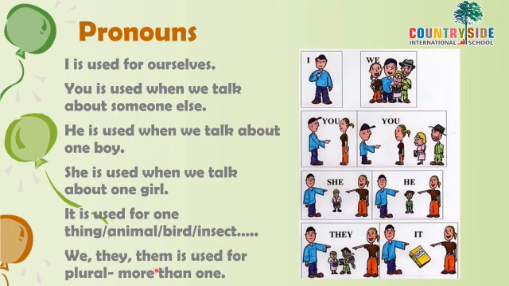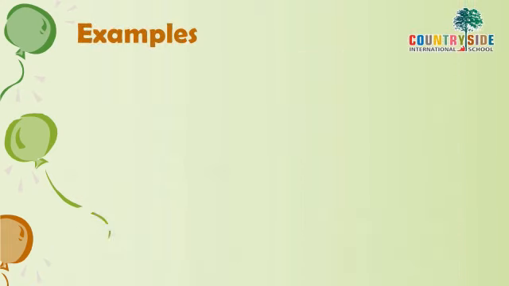We, they, them are used for plural, more than one. When they are more than one, we say they, them, or we. When I and others together are there, we say we. Let's try to understand pronouns with a few examples.